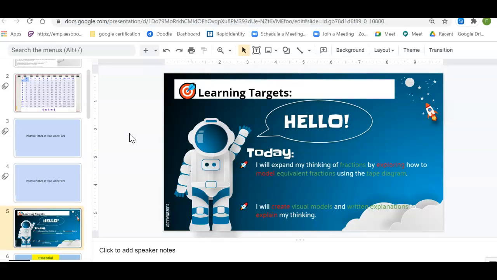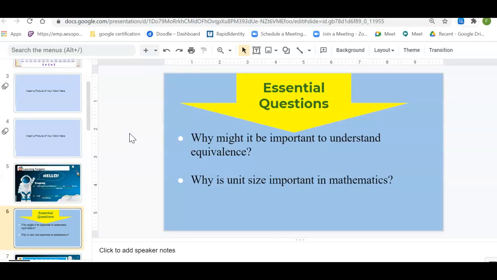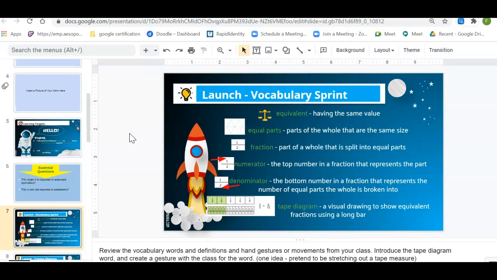Our learning targets for today: I will expand my thinking of fractions by exploring how to model equivalent fractions using the tape diagram, and I will create visual models and written explanations to explain my thinking. Our essential questions: why might it be important to understand equivalence, and why is unit size important in mathematics? We are continuing to build upon those questions in this entire unit.